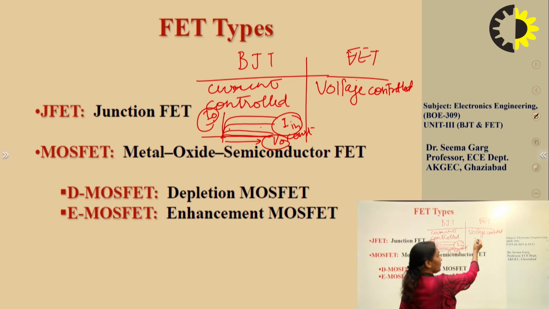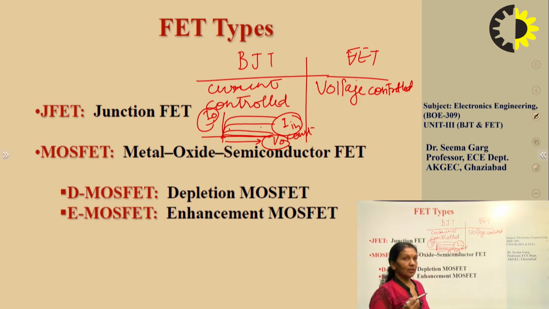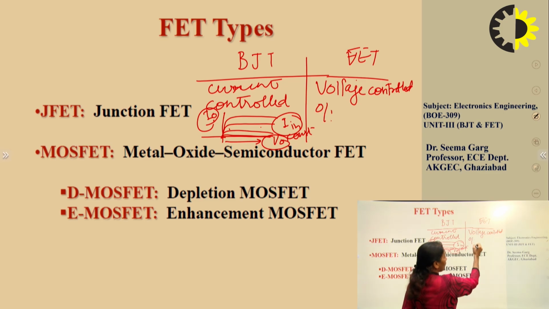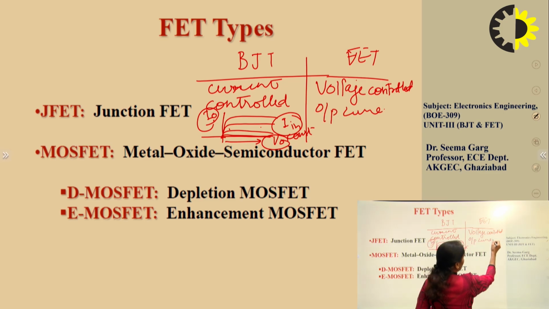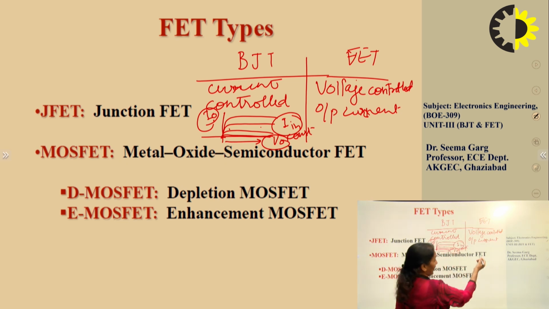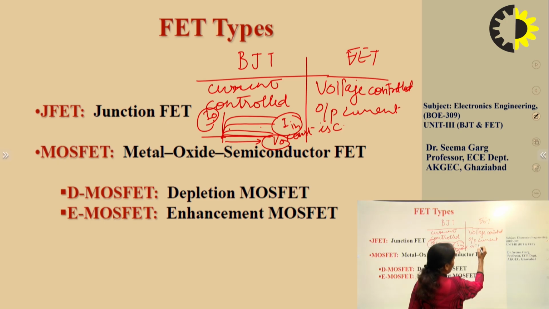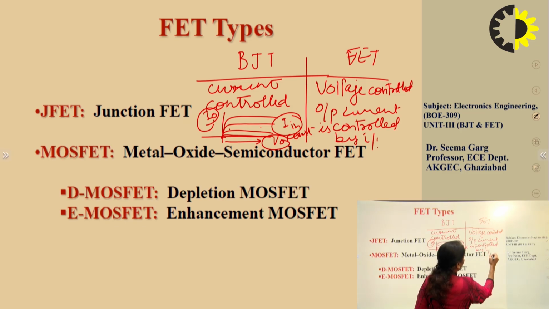Whereas the field effect transistor is a voltage controlled device. Why is it so? Because here the output current is controlled by the input voltage. That I will be discussing in the subsequent lecture today only, whereas in the BJT the output current is controlled by the input current.